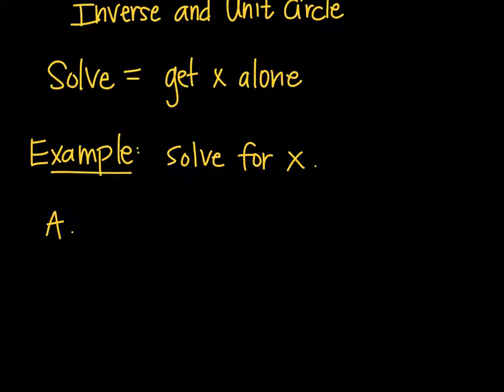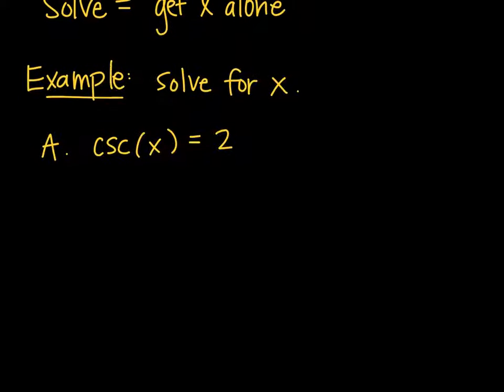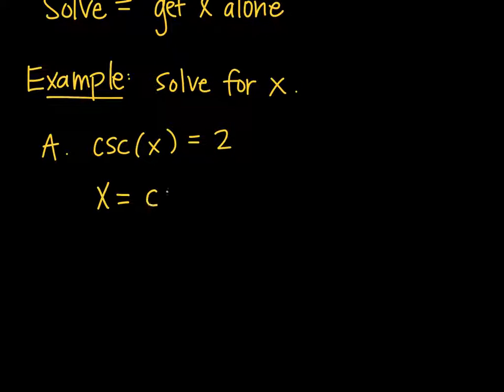So part A would be this question. CSC x equals 2. So the directions are solve for x, which means get x alone, which means do something to both sides that would help me get x by itself. All right, what do I want to do? Apply the inverse on both sides so that I can have that x be by itself. So x would be the inverse cosecant of 2.